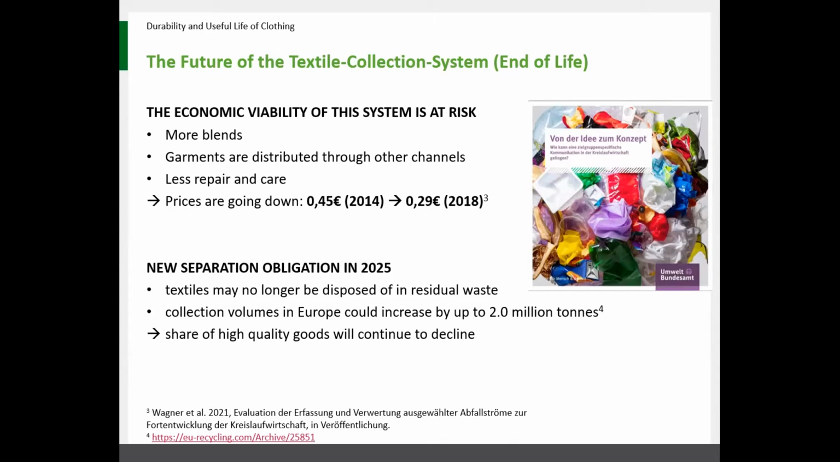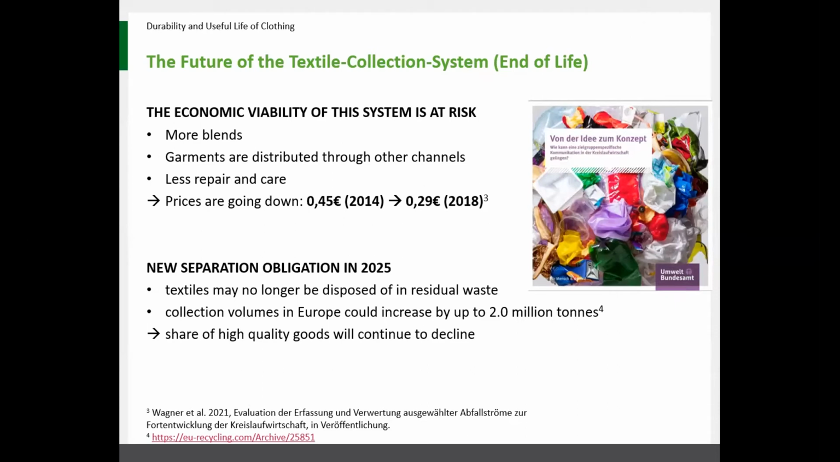In Germany, we have a collection rate for used textiles of 64%, which is pretty high compared to other states. But the economic viability of the system is at risk because the quality of collected garments dropped in the last years while the amount of collected goods rose. For example, the price for 1 kilo of collected garments has dropped a third. You can see the prices on the slide.